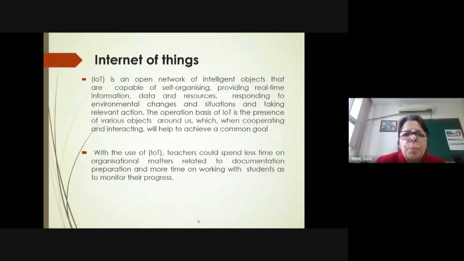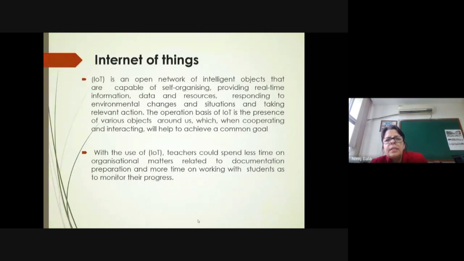Now, one technology which we listed in Industry 4.0 was the Internet of Things. So, IoT is an open network of intelligent objects that are capable of self-organizing, providing real-time information, data and resources, responding to environmental changes and situations, and taking relevant action. So, the operation basis of IoT is the presence of various objects around us cooperating and interacting with the help of a common goal.